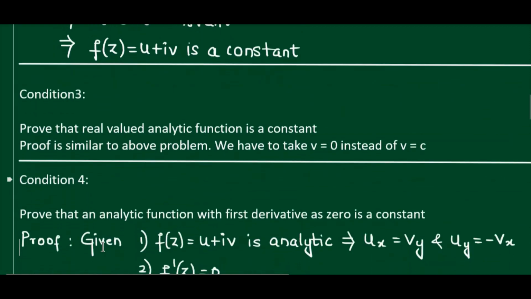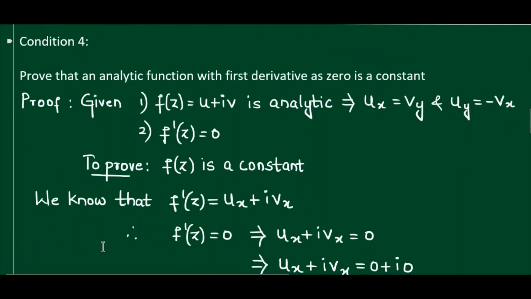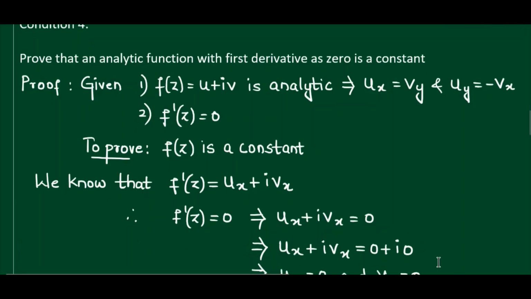Condition 4: prove that an analytic function with first derivative 0 is a constant. Here the given function is analytic, and the second condition is that f dash of z equal to 0. We have to prove f of z is a constant. We have already studied the equation for f dash of z, which is ux plus ivx. Given f dash of z equal to 0, that means ux plus ivx is also 0, but 0 can be written as 0 plus i0.